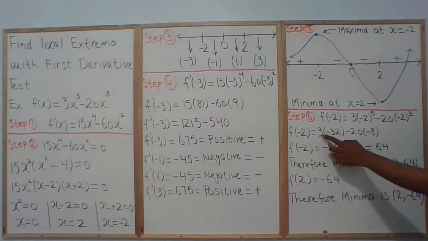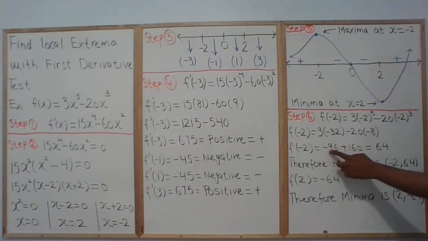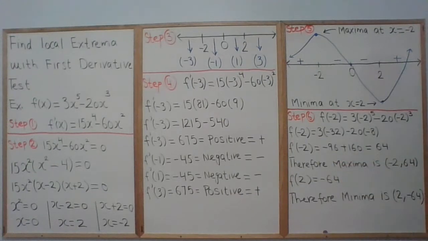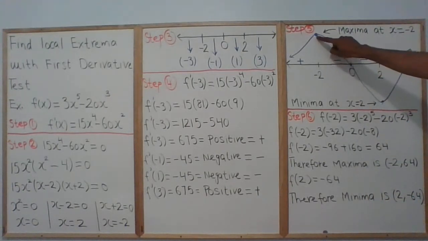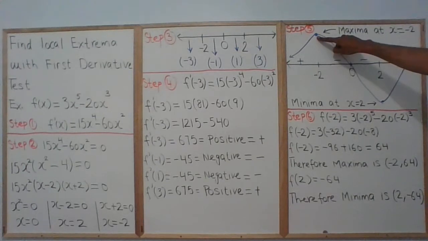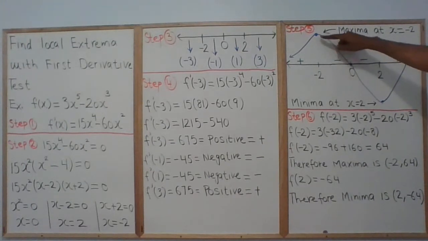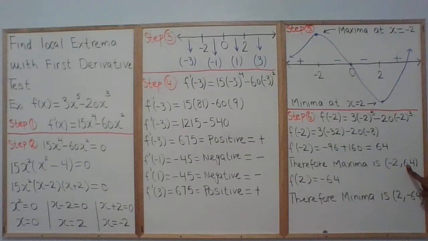Now in the next step, multiply 3 by negative 32, which will give you negative 96. And then negative 20 times negative 8 is going to give you positive 160. When this is negative and this is positive, take this away from this, you will have 64. So therefore, maxima is at negative 2 and 64, which means the x value of this point is negative 2, and the y value of this point is 64.